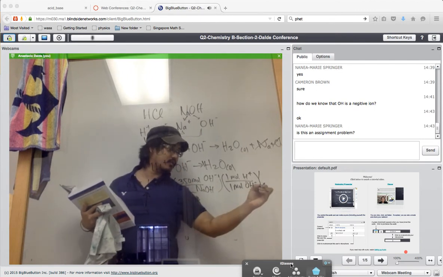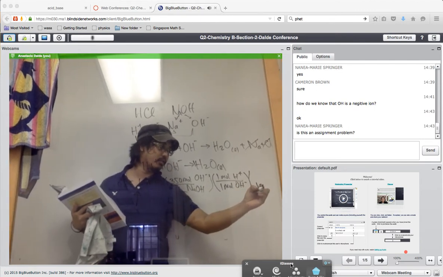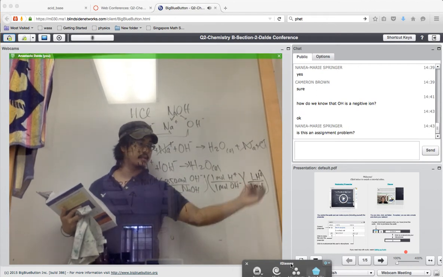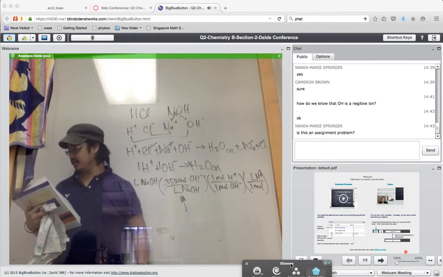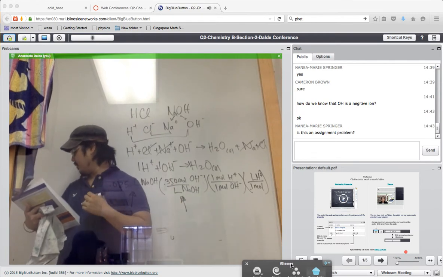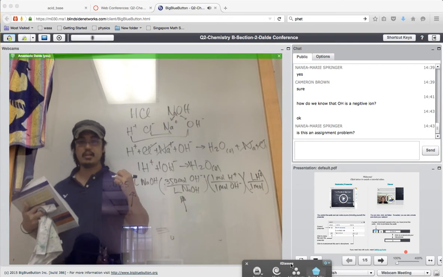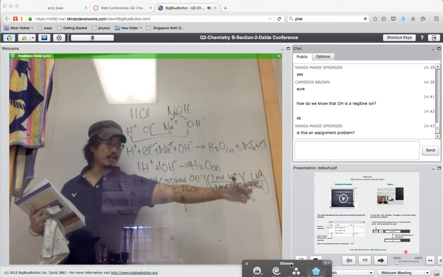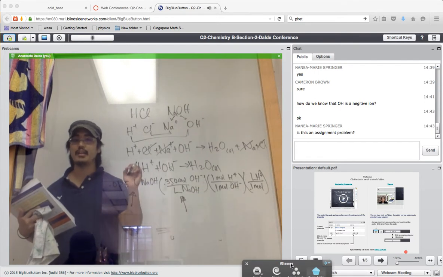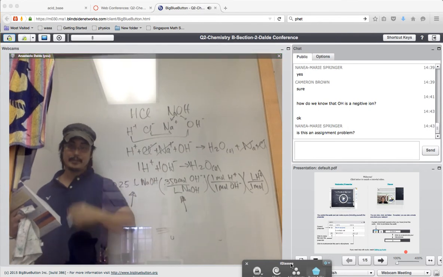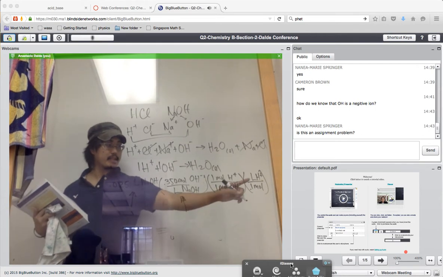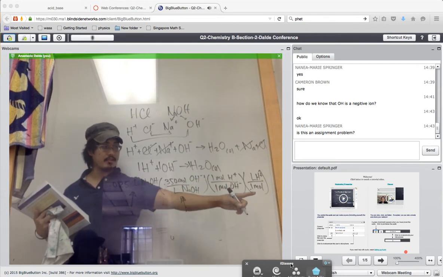Then I'm going to divide by 0.1 moles for every liter of H+. Where did I get 0.1? Because the problem told me that I had 0.1 molarity hydrochloric acid. So I put 0.1 molarity hydrochloric acid. Why did I divide by 0.1 as opposed to multiply by 0.1? Because you're trying to find how much it is in liters. Because I'm trying to find how many liters, but also I wanted to cancel out the moles.